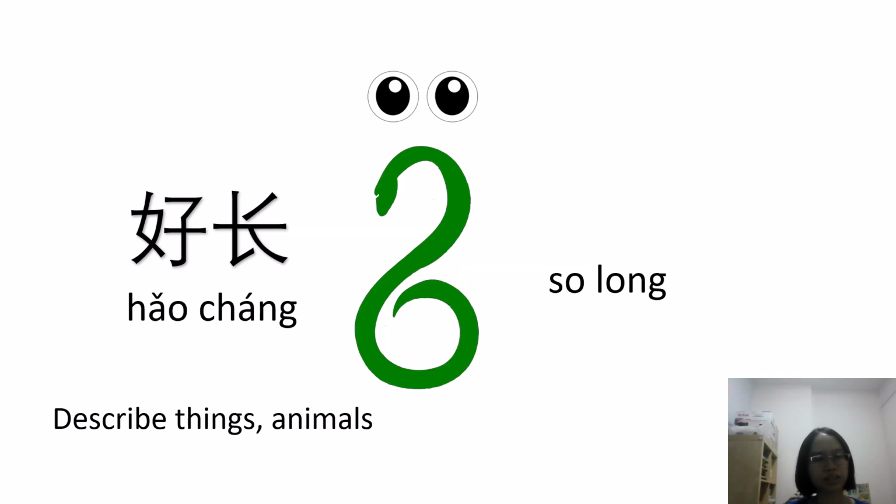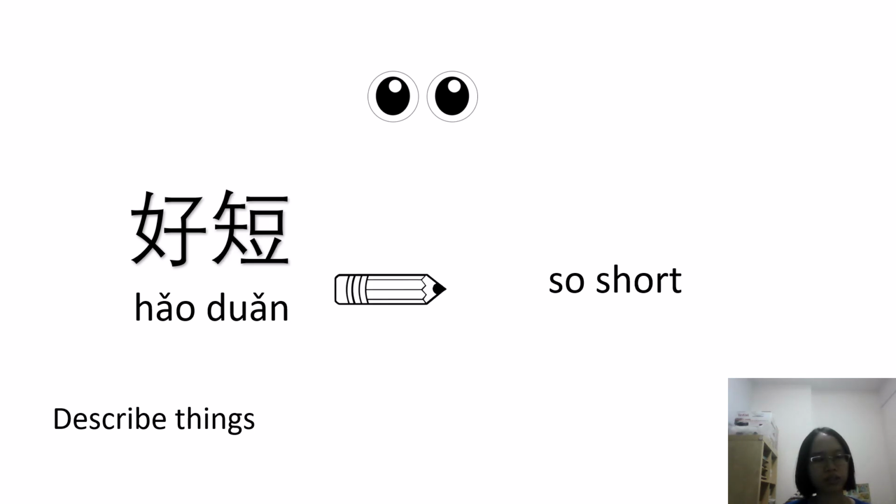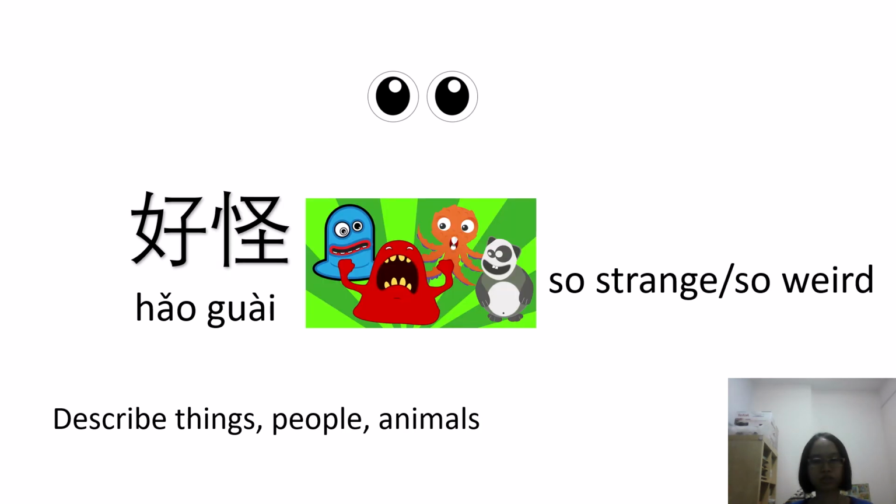How Chang, so long. How Chang describes things or animals. How Duan, so short. How Duan describes things. How Guai, so strange or so weird. How Guai describes things, people, or animals.